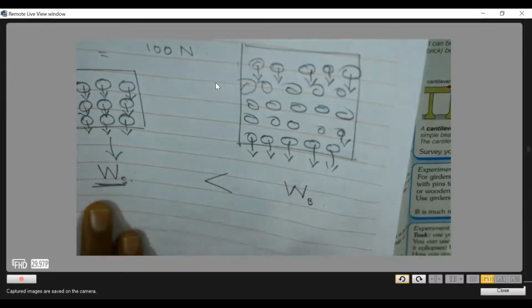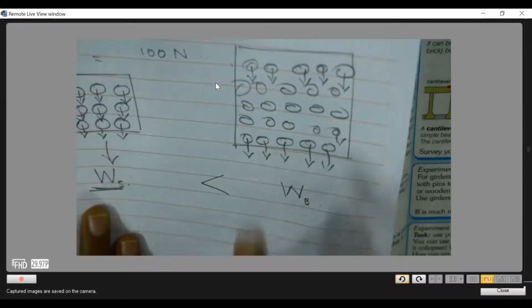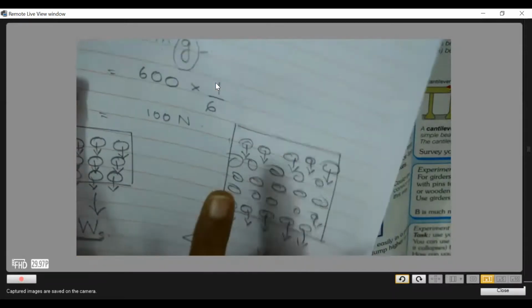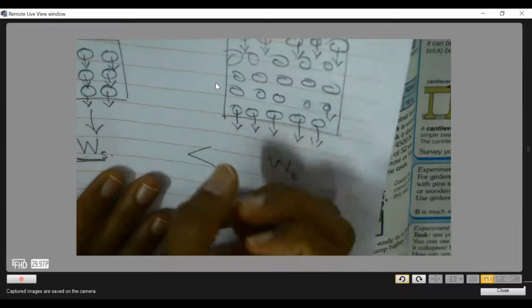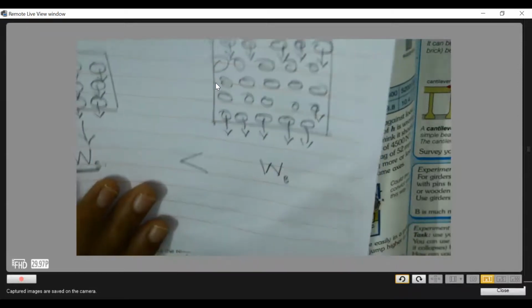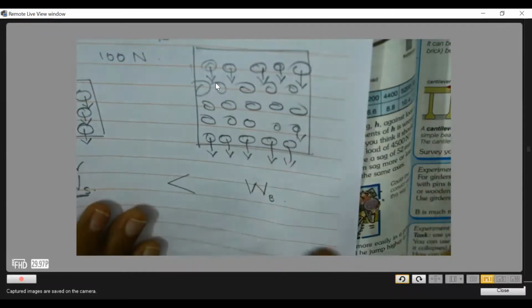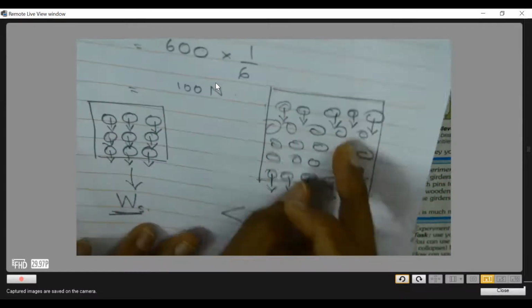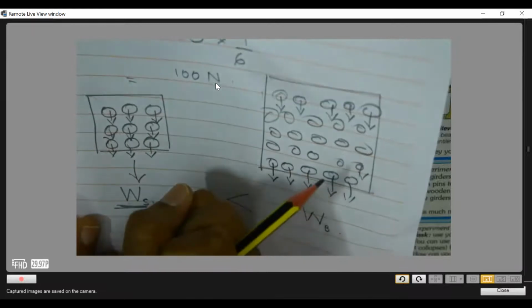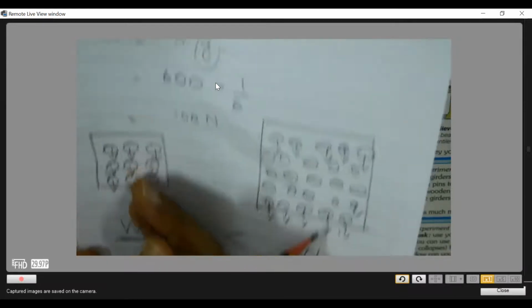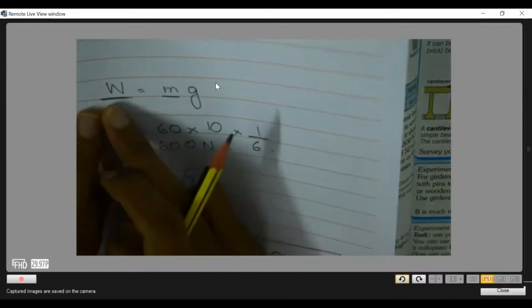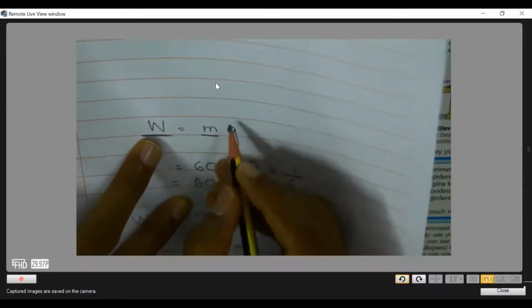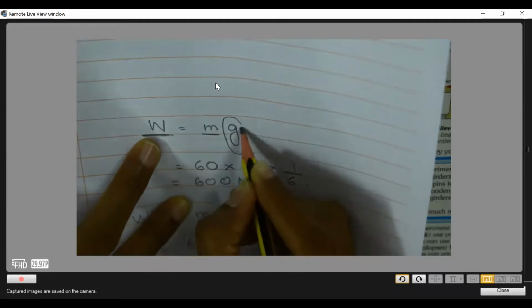So the weight will depend upon how strongly they are being pulled. On the moon, they are being pulled weakly, weakly meaning the pull is weak. On the earth, the pull is stronger compared to the moon. So weight will depend upon the gravitational pull. It is the gravitational pull that changes when you go from earth to moon.